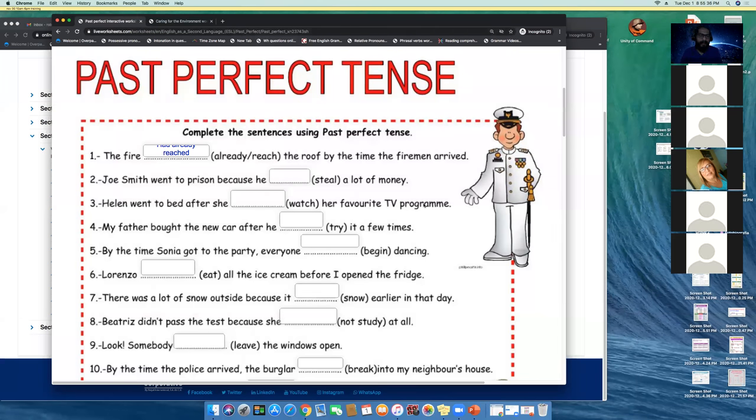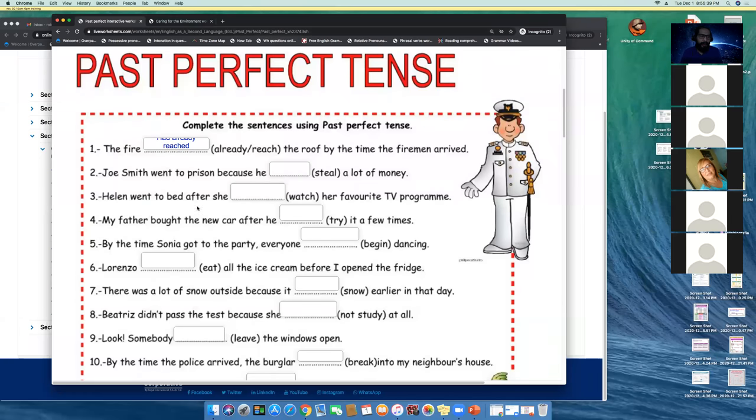Okay. Let's see. Who wants to help out for number two? Joe Smith went to prison because he blank, and then the word that they give you is steal, a lot of money. Joe Smith went to prison because he had stolen a lot of money. Well, that sounds good. Okay. I like the way that sounds. Let's leave that one on there.